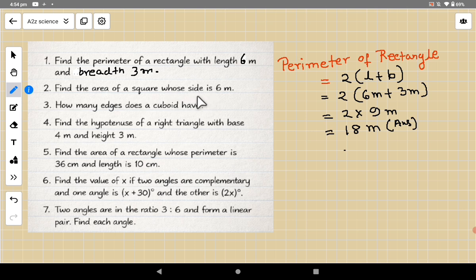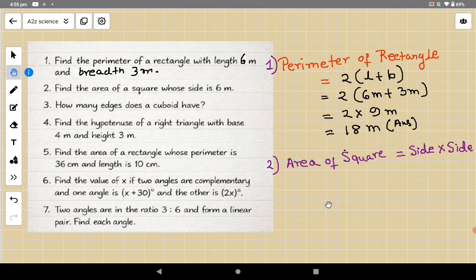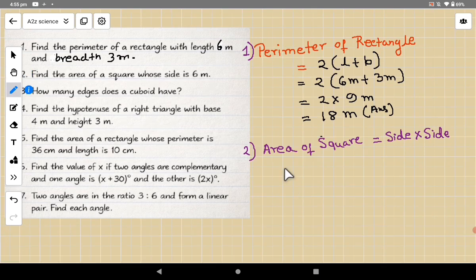Find the area of a square whose side is 6 meter. So question number 1 we have solved. Now question number 2, area of a square whose side is 6 meter. So area of square means side into side, because all the sides of a square are equal.